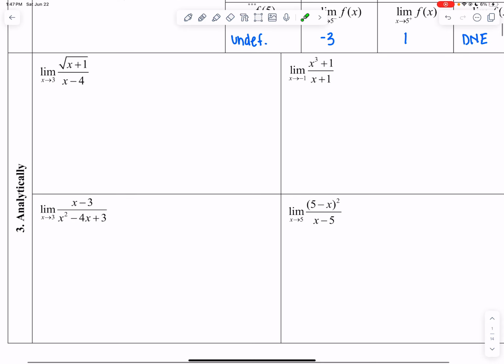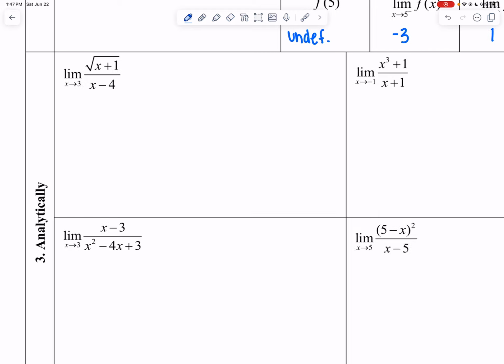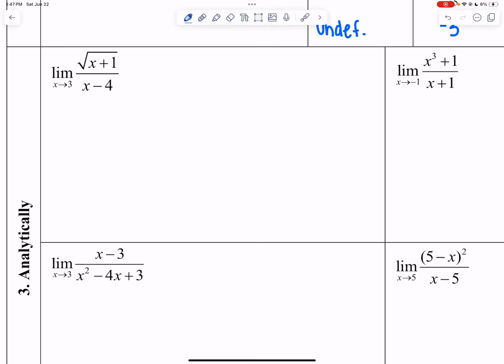Now, whenever we are taking limits algebraically, what we want to do first is direct substitution, aka just plug and chug and see if it works. That's always what you want to do first because that's going to be the easiest method. So here, as the limit as x approaches 3 of the square root of x plus 1 over x minus 4, I'm just going to plug in 3 and see what happens. If I plug in 3, I get the square root of 4 over -1, which is the same thing as 2 over -1 or -2. And that was just me plugging and chugging.